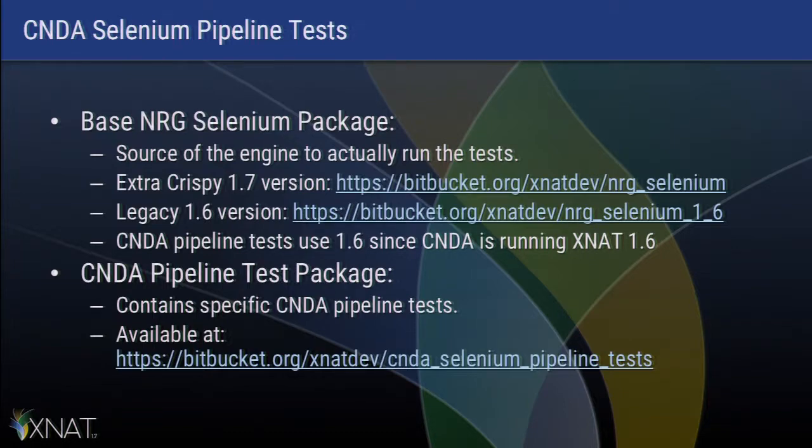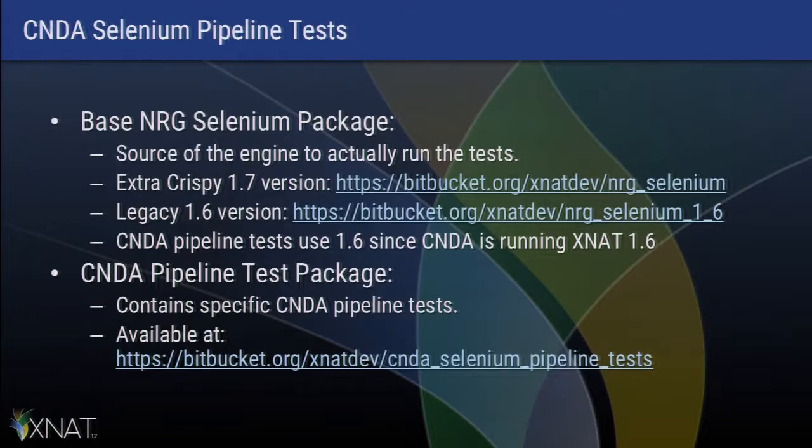And then the last thing is the CDA Pipeline Tests. So, Charlie, if you download that, what will you get? It's basically just a Java package. The NRG Selenium is a Java package I wrote, which is just giving you kind of a framework to write tests in. So you just extend that a little bit, add some stuff, and you can write tests fairly easily. The CDA Selenium Pipeline Test, that's something that's actually using my NRG Selenium package.